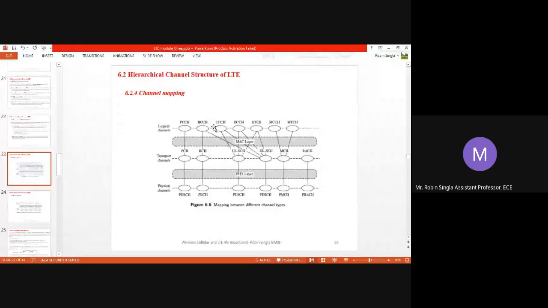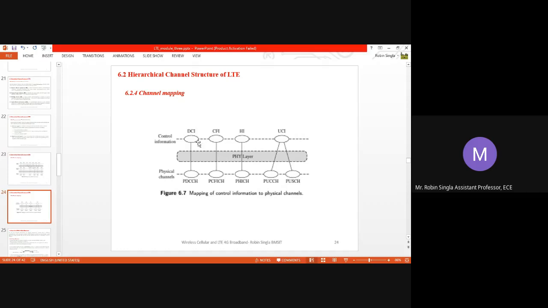Okay. And in transport channels: PCH, paging channel; BCH, broadcast channel; uplink shared channel; downlink shared channel; multicast channel; and random access channel. And in physical channels: physical downlink shared channel, physical broadcast channel, physical uplink shared channel, physical multicast channel, and physical random access channel. These are the channels in these three different types of configuration.